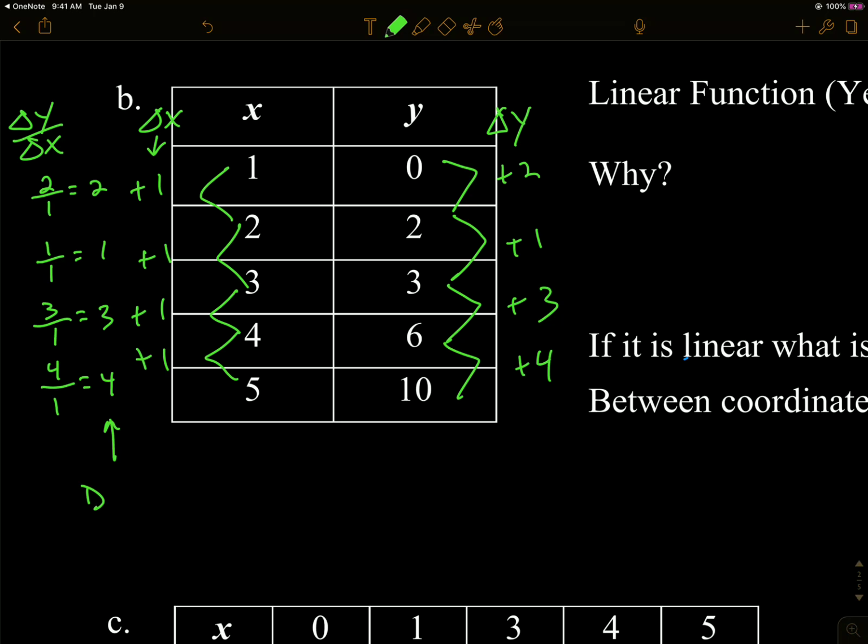They are different rates of change. And this time it's different every time. All it has to be is different once. If it was like change of 2, change of 2, change of 2, change of 3, that's it. One time, it's no longer linear.